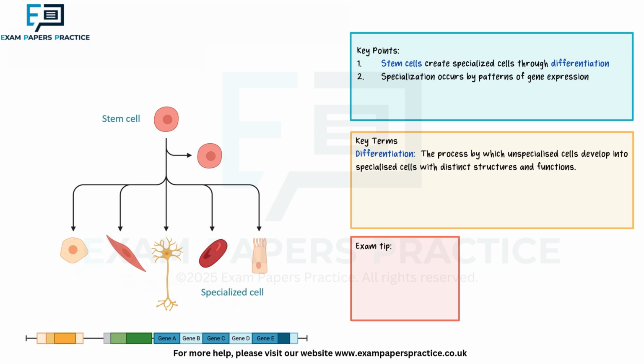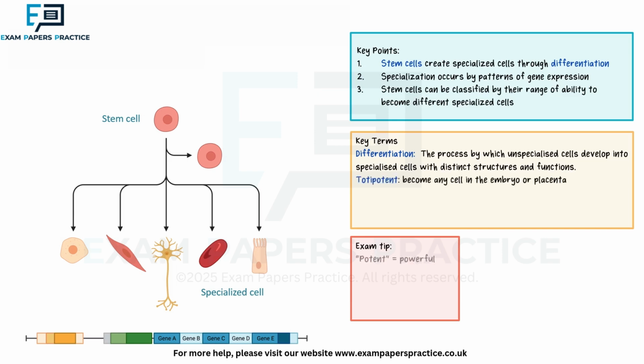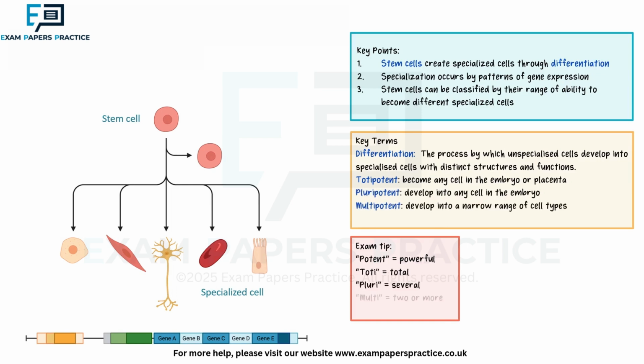We can classify the ability of stem cells to become different cells using the following terms. Totipotent stem cells are the most powerful stem cells, as they can become any type of cell in the embryo or placenta. Pluripotent stem cells can develop into any cell in the embryo. Multipotent stem cells can develop into a narrow range of different types of cells. For instance, blood stem cells that can differentiate into white blood cells, red blood cells, or platelets.